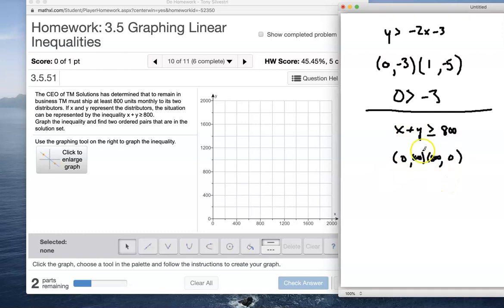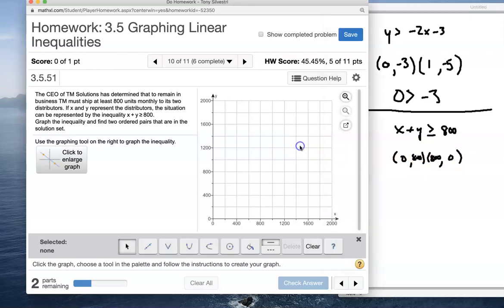Now I need to draw the line. Click. Line. Do I pick solid or dashed? I pick solid because there's an equal sign in there. Okay, it's already defaulted as solid, so I got here. The 0, 800 is right there. Okay, and 800, 0 is right there. So we have our two regions, above and below.